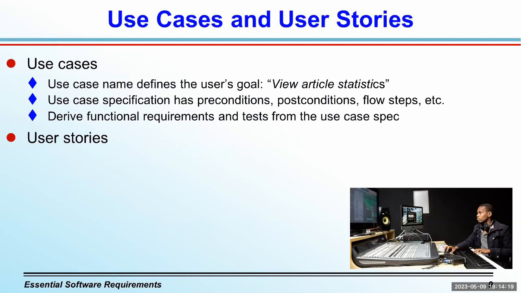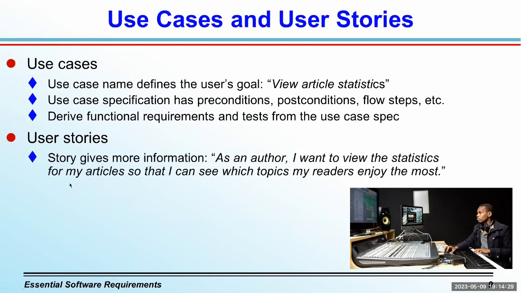So where were we here? Okay. So user stories are typically employed on agile projects as the primary requirements deliverable. And a user story is written according to a pattern that provides a little more information and context than a simple use case statement, including the type of user and the motivation or rationale behind that requested user requirement.